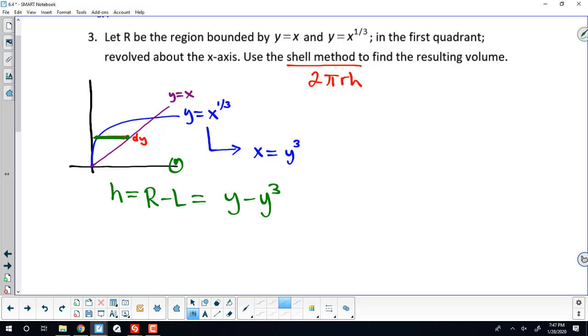What's the radius? Okay, good. The radius is y. Again, we're imagining that this shell is getting revolved around this axis. So that's our radius. Top minus bottom, y minus 0. Oops, let me write it this way. Top minus bottom, which is y minus 0.